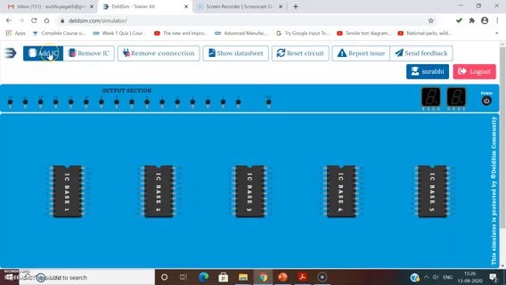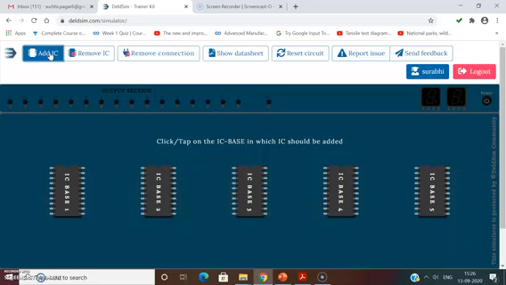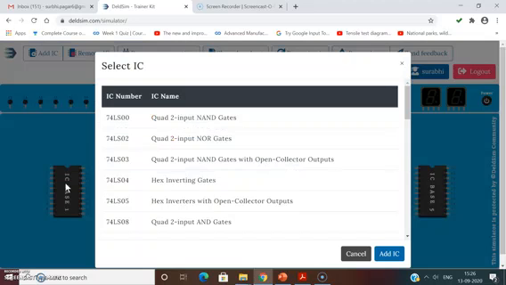Okay, now we'll do a simple circuit of an AND gate. So we have to use the IC from here. See, if I click on the add IC button, it will prompt me to click or tap on the IC base in which the IC should be mounted. So on which base you want to mount your IC, that base you have to select. So if I have selected this one, then it will ask me which IC you want to place on that.